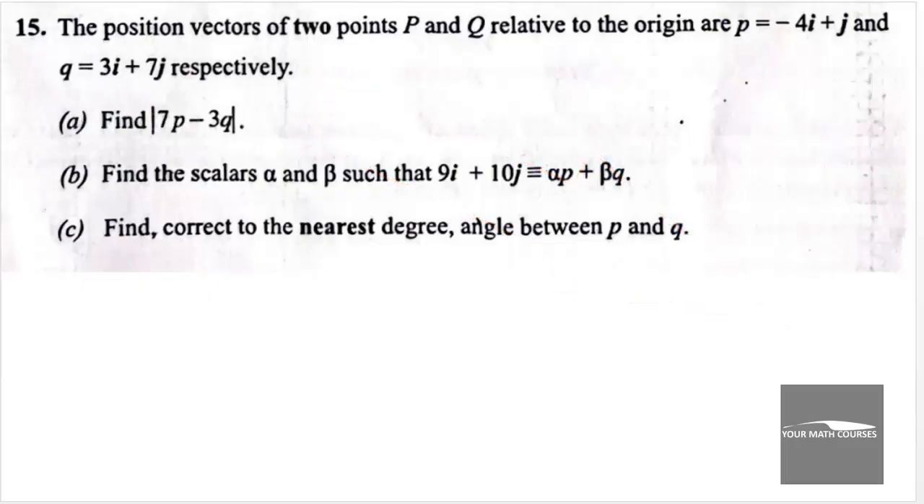So the position vectors of 2 points P and Q relative to the origin are P equal negative 4i plus j and Q equal 3i plus 7j respectively. We have to find the magnitude of 7p minus 3q. We have to find the scalars alpha and beta such that 9i plus 10j is equal to alpha p plus beta q. We have to find, correct to the nearest degree, the angle between p and q. So let's begin.